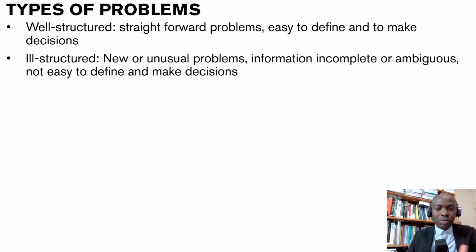So of course you then move on to the other type of problem, classified as ill-structured problems. These could be very new types of problems. They are very unusual problems. Information is sometimes incomplete and very ambiguous, not easy to define and make decisions on with these types of problems that managers may face. So again, it gives us a clue, because the nature of the problem has different implications for how managers are more likely to react and the type of decisions that managers are more likely to make.